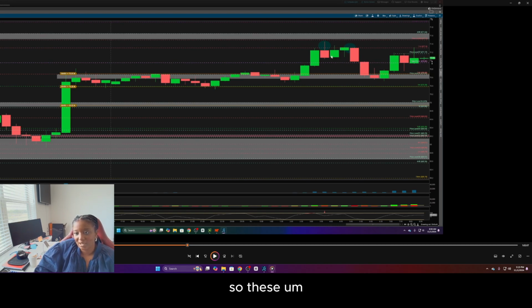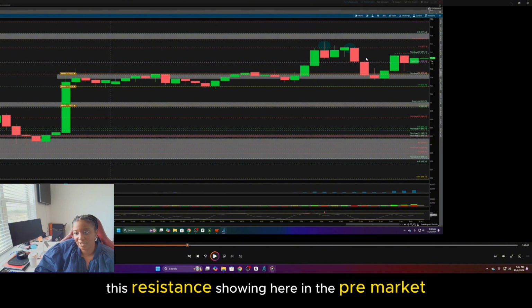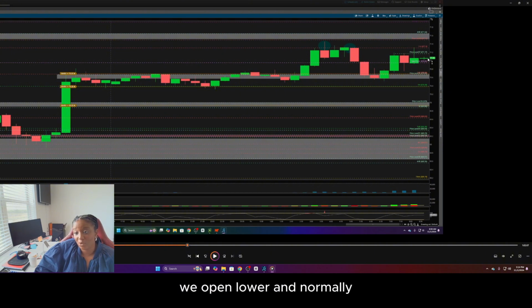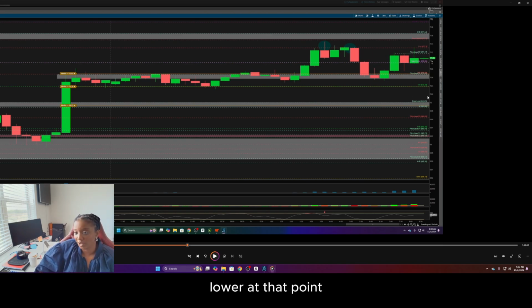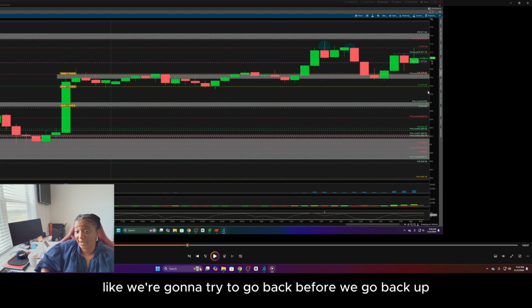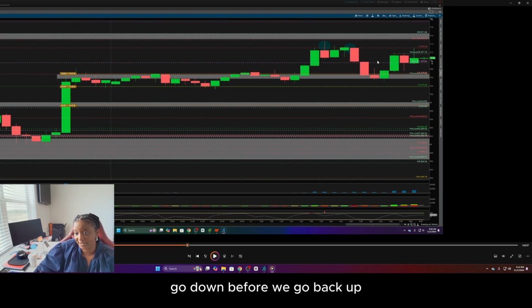So this resistance showing here in the pre-market, and then when we opened in the NY session, we opened lower, and normally that indicates that we're going to potentially still move lower at that point. Like we're going to try to go down before we go back up. So I just continue to watch there.